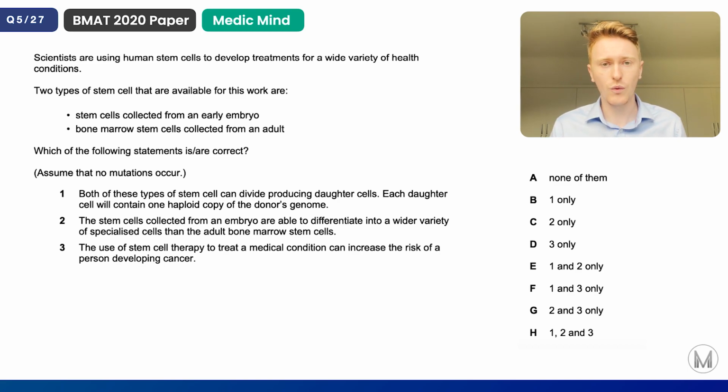If we take these statements one by one. Statement number 1: both of these stem cells can divide, producing daughter cells. That would be correct.